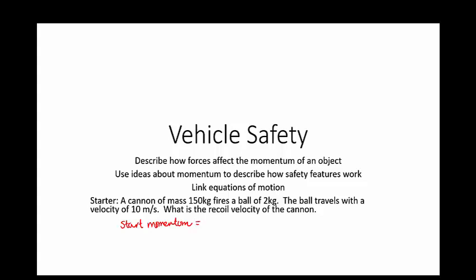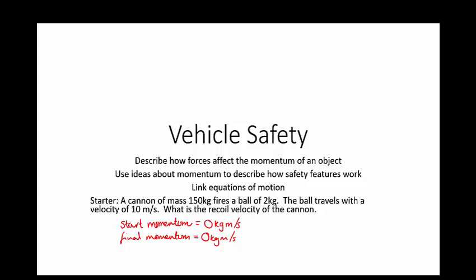So for that we need to know what the momentum is before the explosion. And before the cannon is fired, both the cannon and the ball have 0 kilogram meters per second of momentum. Now, the principle of conservation of momentum tells us that if it starts with 0 kilogram meters per second, then at the end it's also got to have 0 kilogram meters per second overall.